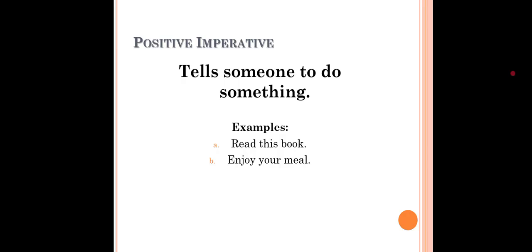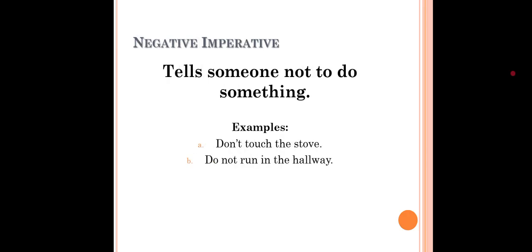Next, negative imperative sentence. So this kind of sentence tells someone not to do something. For example, don't touch the stove. Do not run in the hallway. So here in the examples, you can see that both of these 2 sentences are actually giving a command not to do something. Both of these 2 sentences possess a negation. So that is why these 2 sentences are negative imperative sentences.